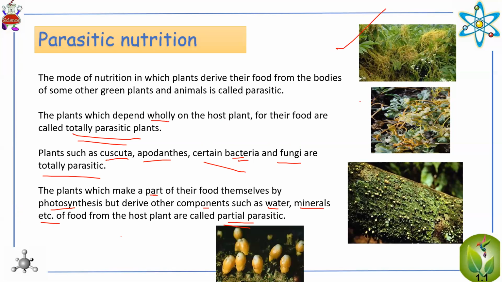This is Cuscuta and this is Aponthanthus. I don't know the pronunciation perfectly, but this is how they look. And these two are wholly parasitic. They cannot prepare their own food, they depend completely on the other plant.